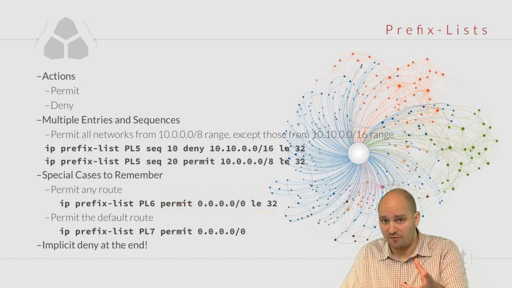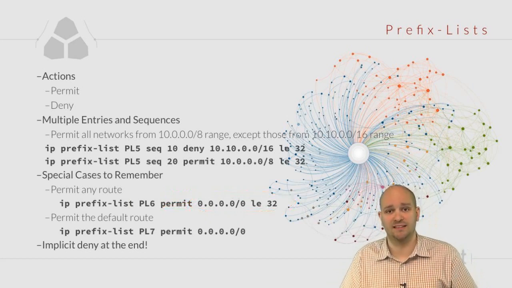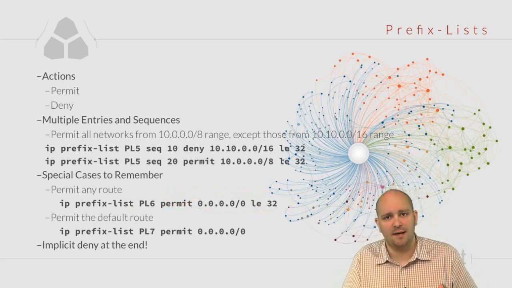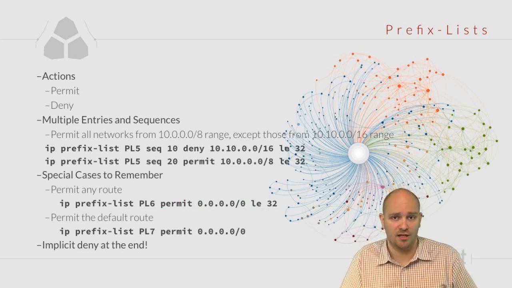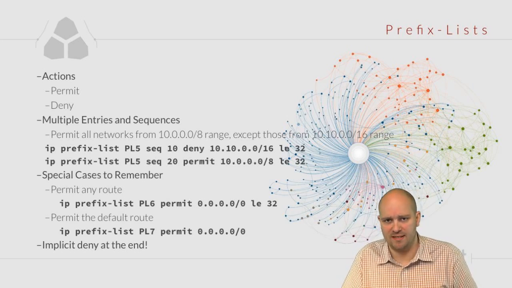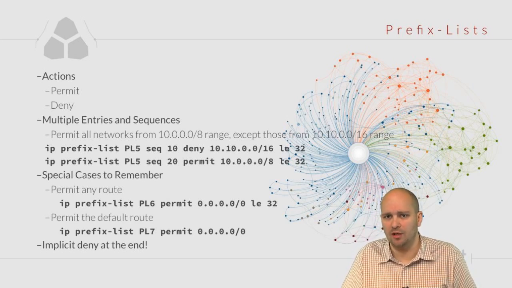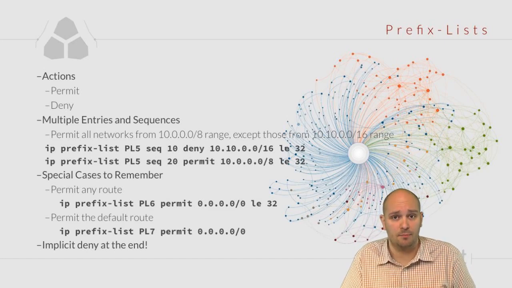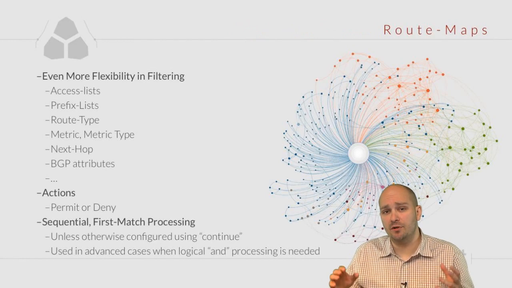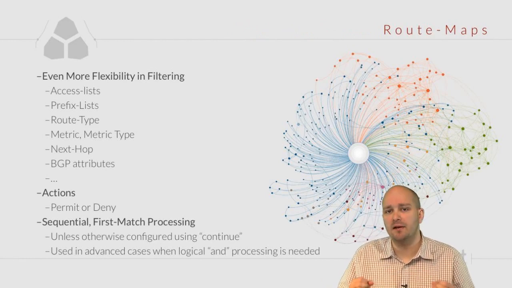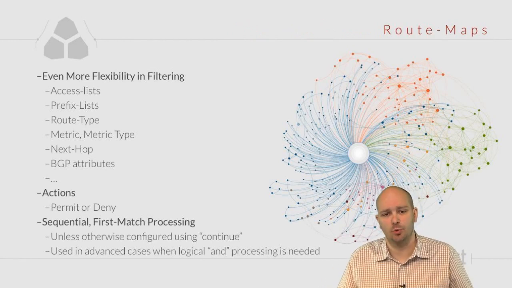Prefix lists are very flexible. They allow us a lot of flexibility, but sometimes they cannot actually solve everything that we need when it comes to route filtering. If we need more flexibility than this, we have to look at other features, like for example, route maps. Route maps are offering us even more flexibility in filtering routes than prefix lists would.